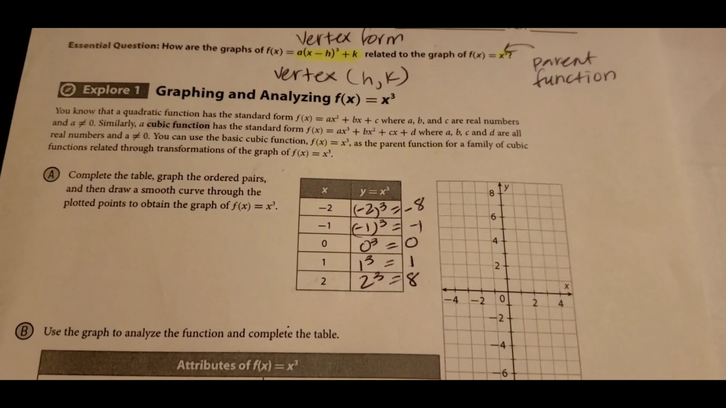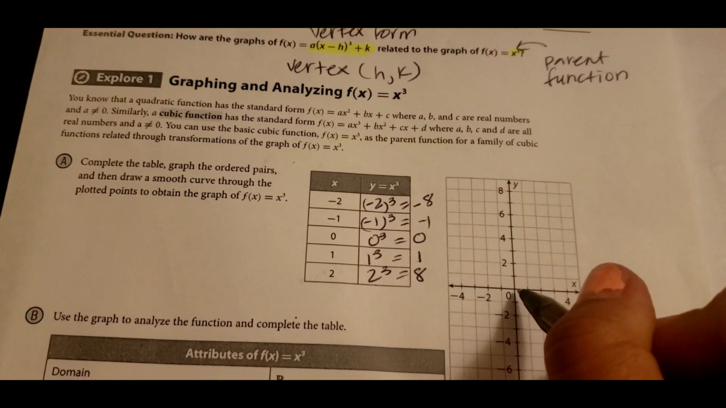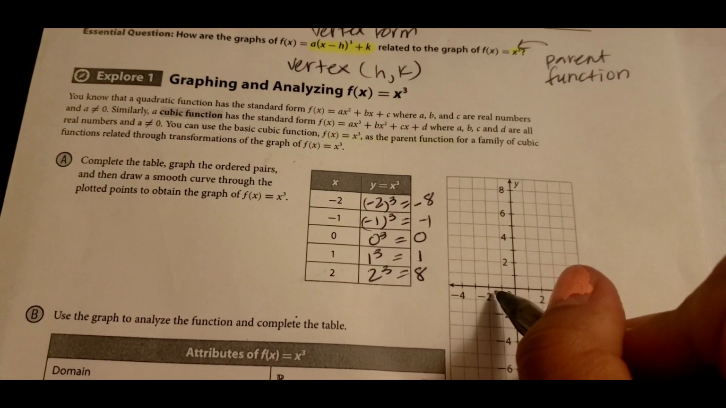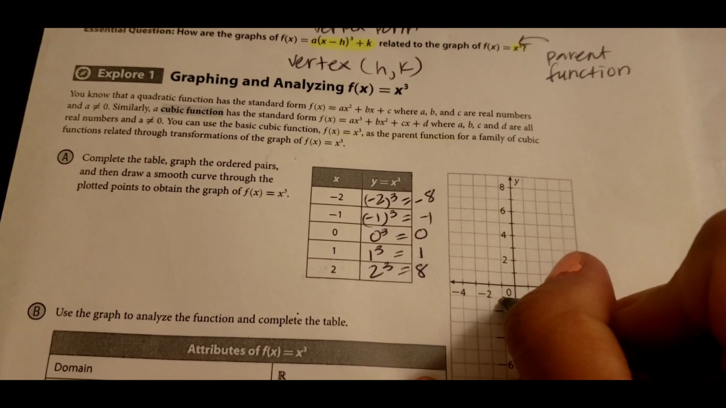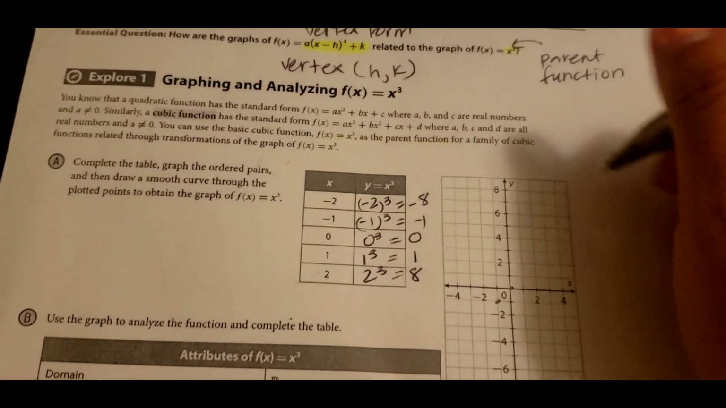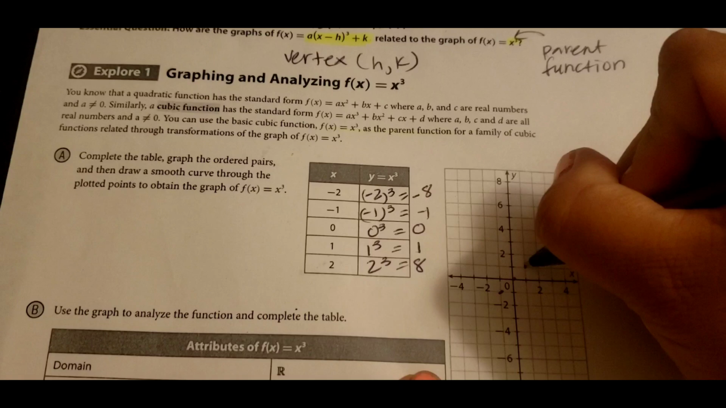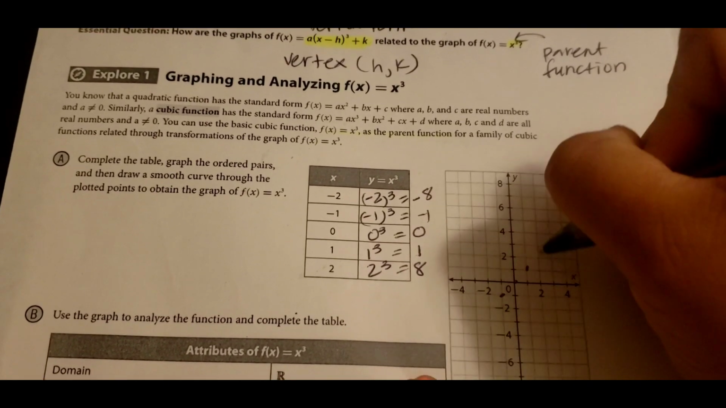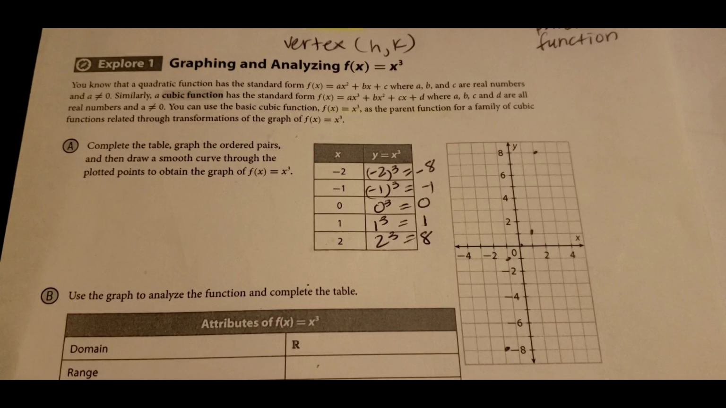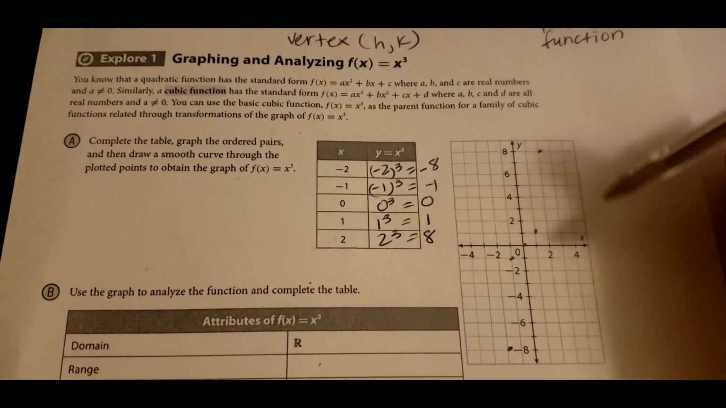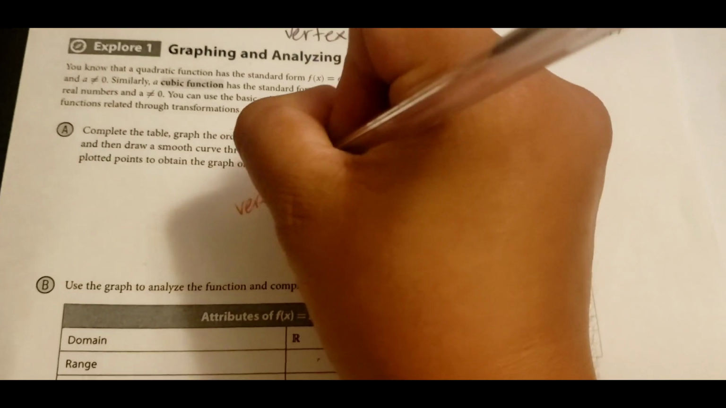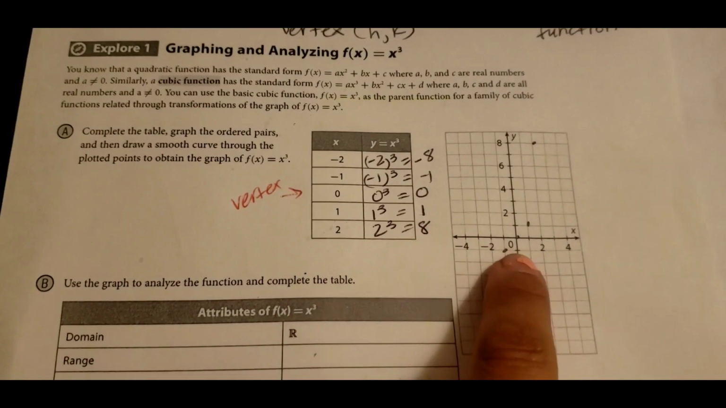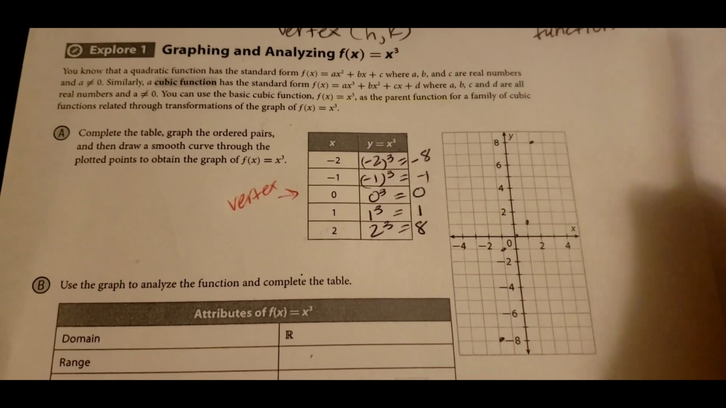All right, now we're going to graph it. So negative 2 and negative 8. So that's my first point. Negative 1 and negative 1. 0, 0. And 1, 1. And 2, 8. I'm going to use a red pen just so you can see it, okay? A couple of things you should notice. This is your vertex right here, okay? That's your vertex, and your vertex is at 0, 0. So it's right there.